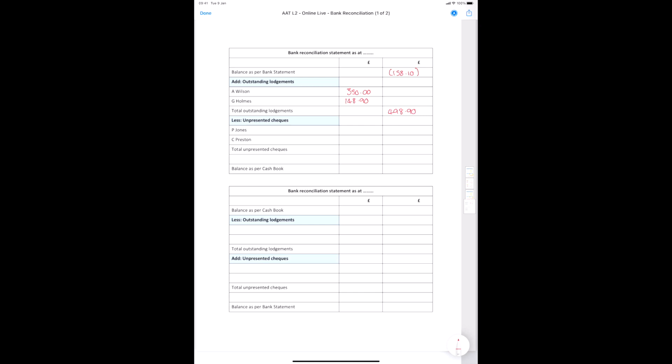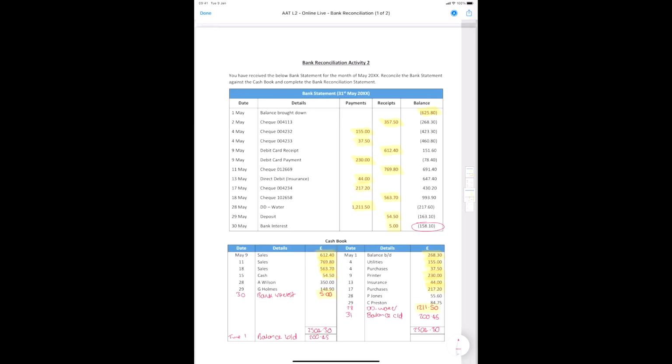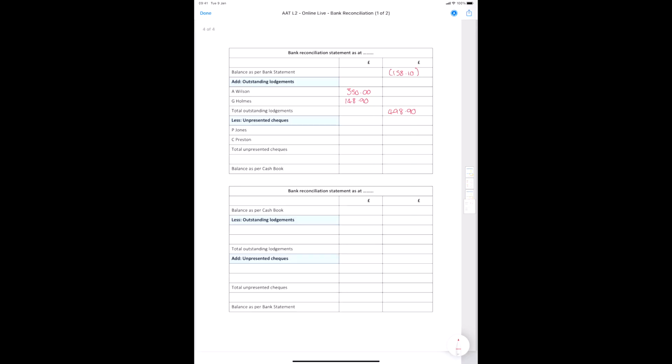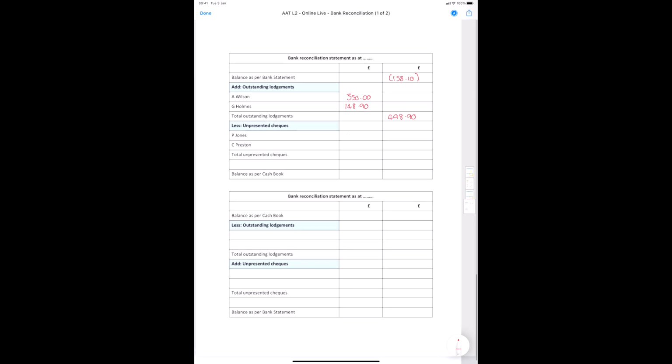That gives us a total of £498.90. We're then going to less our unpresented checks. Okay, so these are the credit items in the cash book which are unhighlighted. We've got 2 here, so P. Jones and C. Preston. So we're going to add those into our statement here. So £55.60 and £84.75, okay, which is going to give us a total of £140.35.